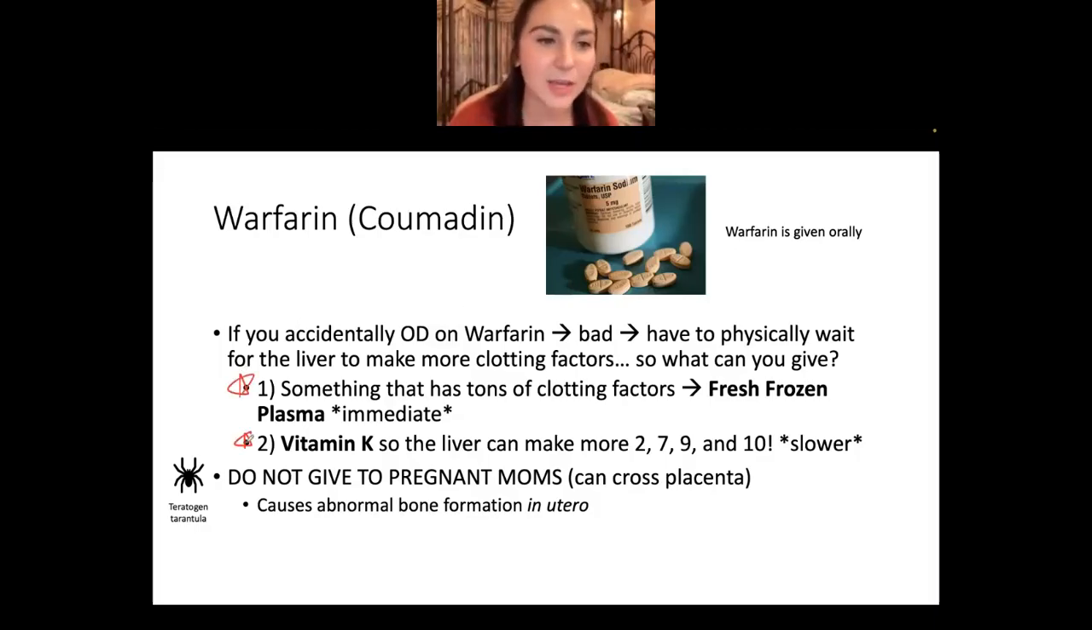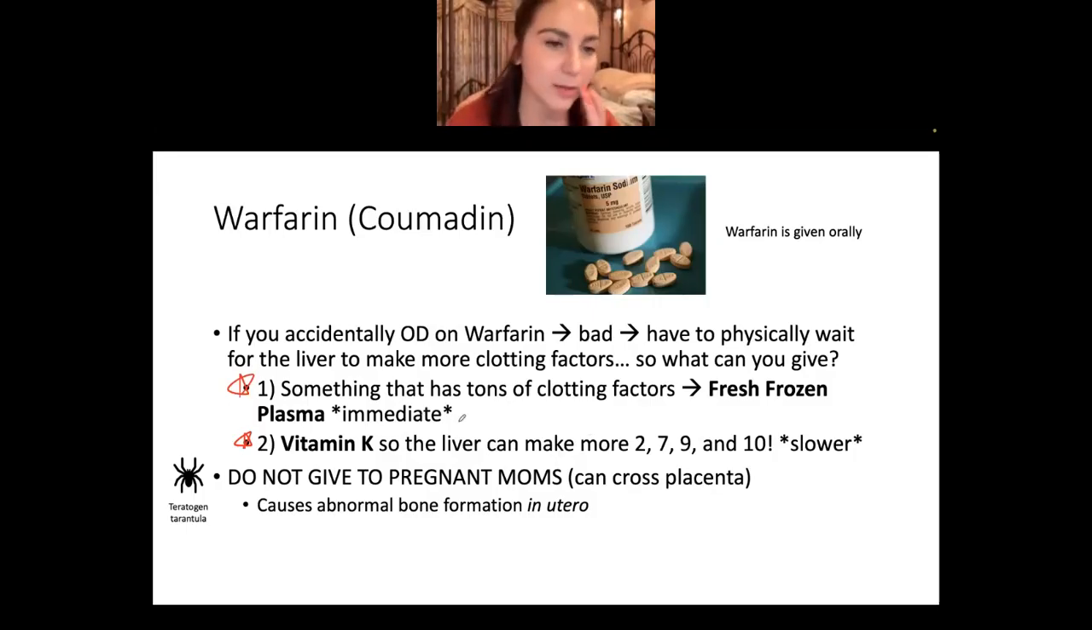And then the other thing that you can give is vitamin K. Warfarin blocks the vitamin K dependent factors. This process of gamma carboxylation needs vitamin K, so you can just give vitamin K. It's like, here you go, here's vitamin K. However, this is a lot slower. It's slower to replenish the 2, 7, 9, and 10 if you do this.